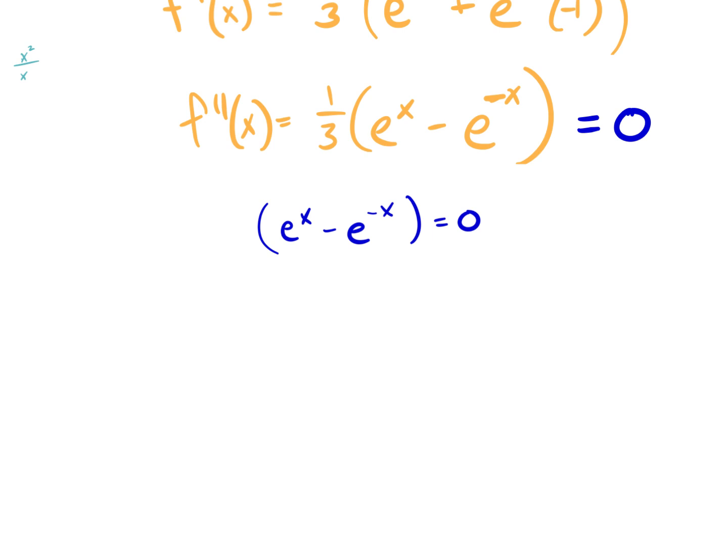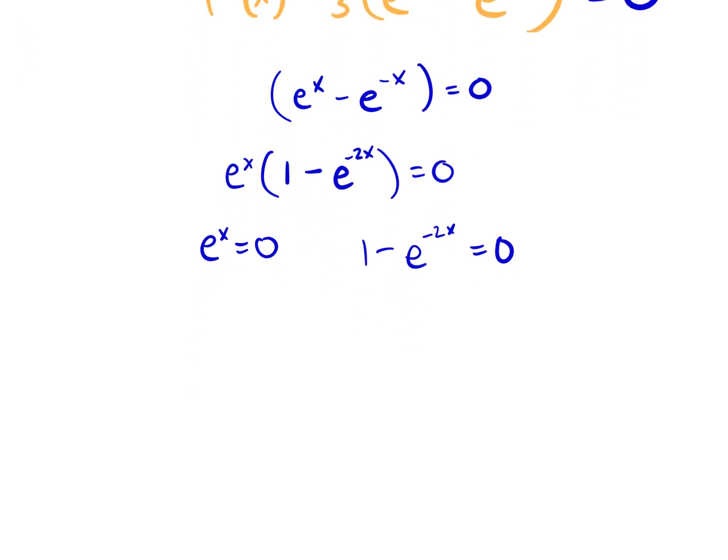Let's take out our GCF. So we're going to take out an e to the power of x. We're left with 1 minus what? Awesome. E to the power of negative 2x. So we're going to set each one equal to 0. When we ln both sides on this one, it doesn't work because we end up taking the ln of 0. Let's do the same thing with our second term. We got to move the e to the other side.